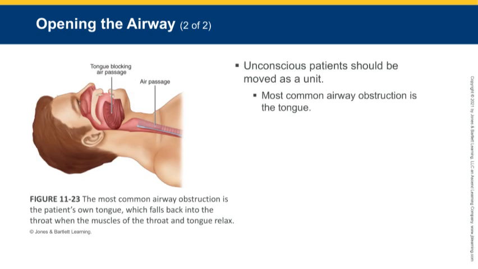The most common cause of airway obstruction in unconscious patients is the tongue. Other causes include vomit, blood, foreign objects, swelling from burns or allergic reactions, and trauma to the airway structures. Rapid assessment and intervention are crucial to prevent respiratory failure.